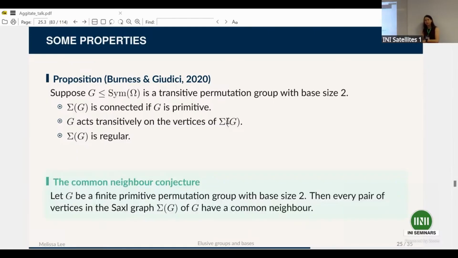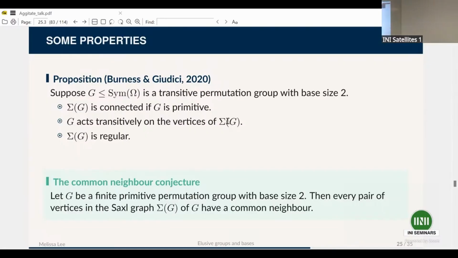But perhaps most strikingly, they posed this conjecture, which I will call the common neighbor conjecture. This is a conjecture for primitive groups of base size 2. They conjecture that every pair of vertices in the Saxl graph have a common neighbor. Now this is actually very strong because it's stronger than the graph having diameter 2. If I have diameter 2, it means that for every pair of non-adjacent vertices, I can always find a common neighbor. But this conjecture says it must also hold for vertices that are adjacent.